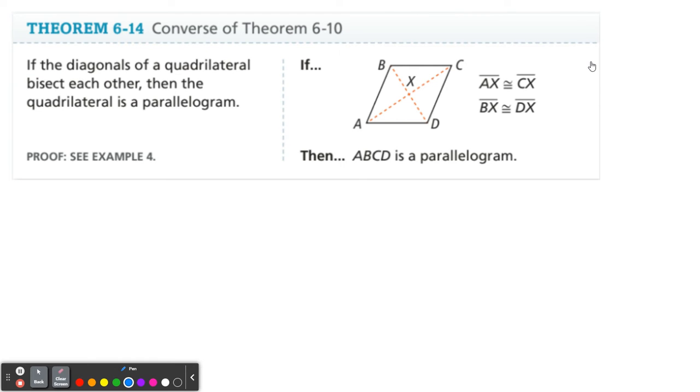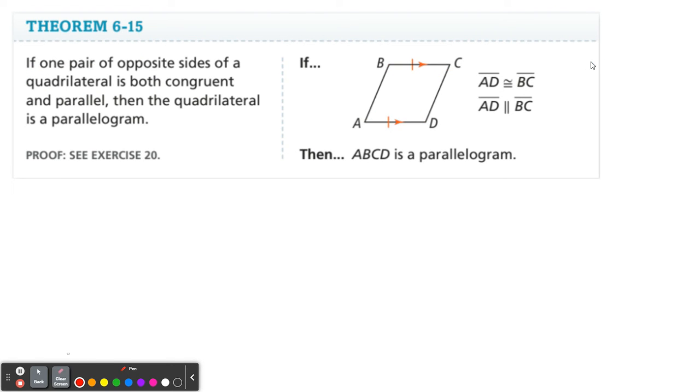Okay, we have 2 more ways to prove a quadrilateral is a parallelogram. The next one involves the diagonals. Again, these are converses if you remember. If the diagonals of a quadrilateral bisect each other, then you are a parallelogram, right? So if you know in this picture that AX is congruent to CX, and you know that BX is congruent to DX, then those diagonals bisect each other, and you have a parallelogram.